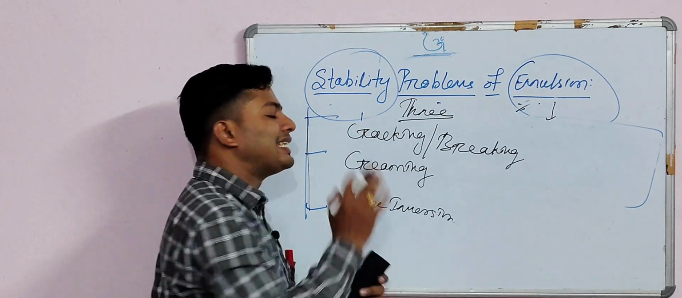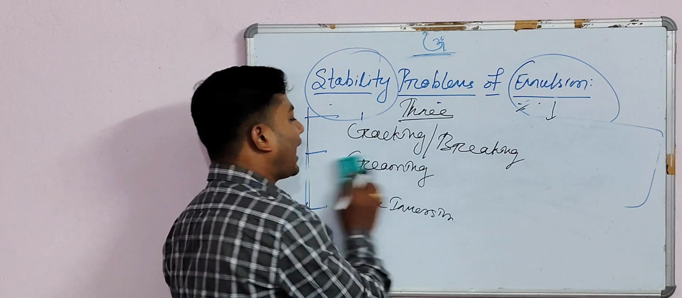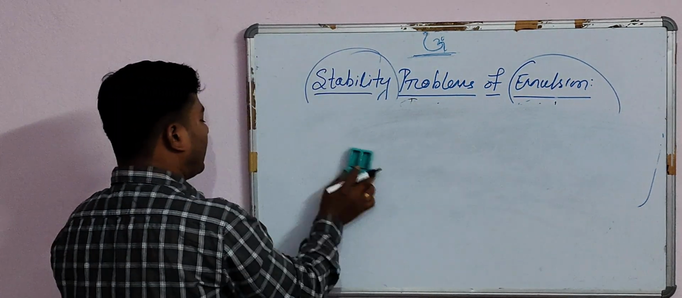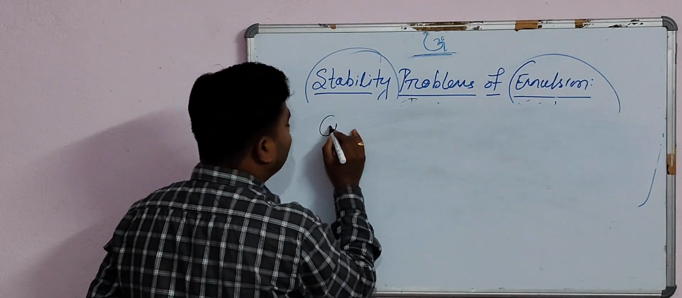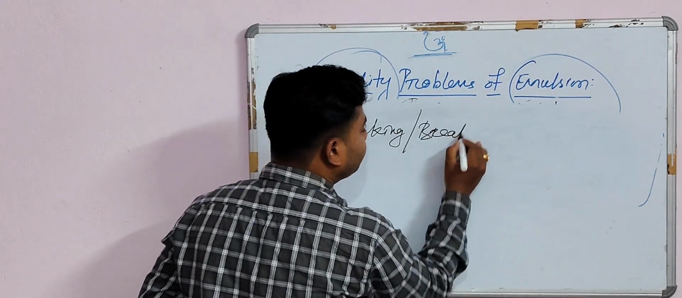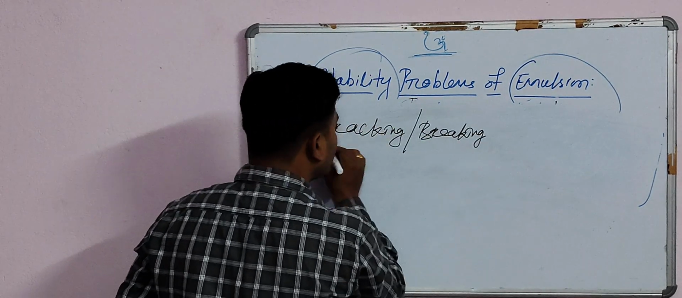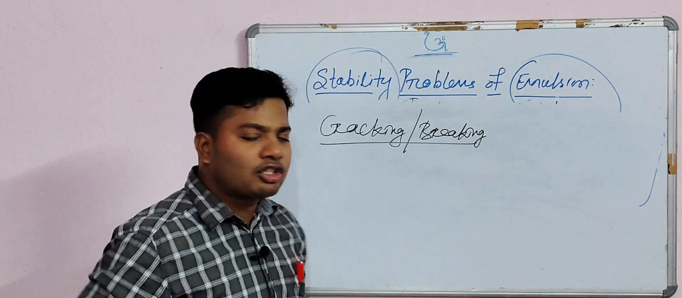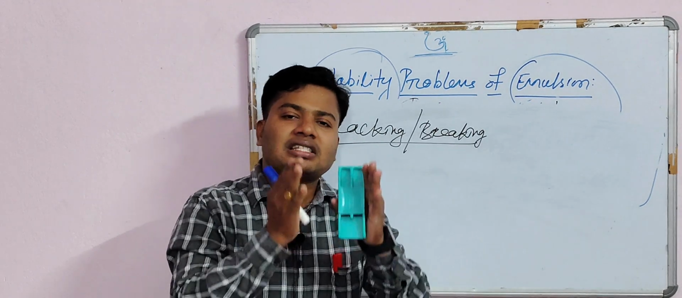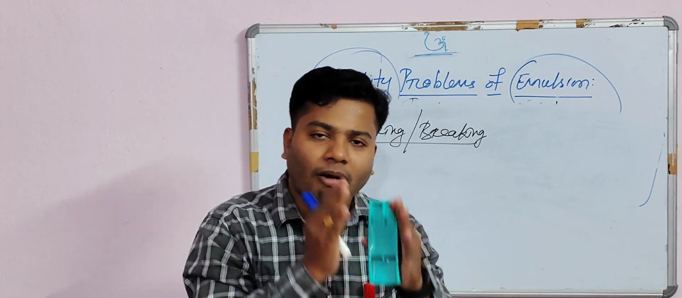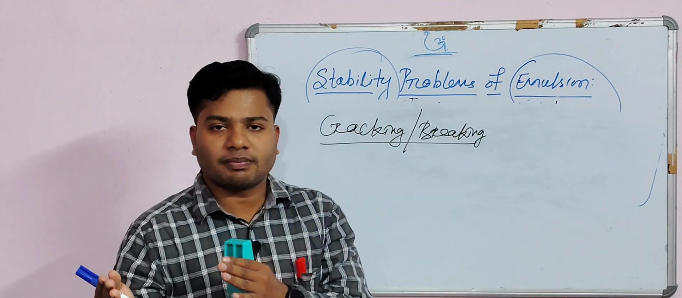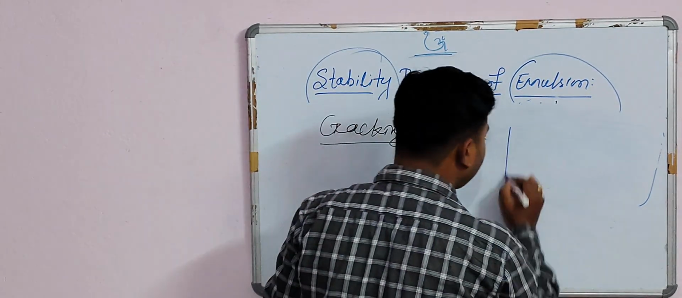So one by one I will discuss. Clear? So the first one is cracking. My dear students, first I am going to discuss the cracking part. Cracking or breaking. Clear? So what do you mean by cracking? What do you mean by breaking? Cracking means the complete separation of two layers, the complete separation of two phases, the dispersed phase and the continuous phase.